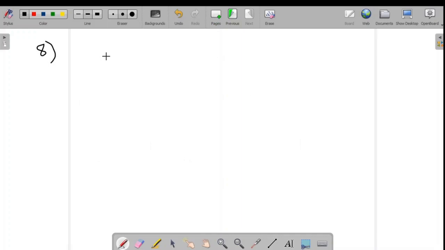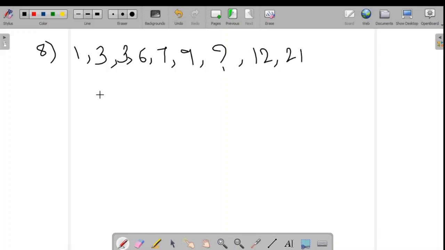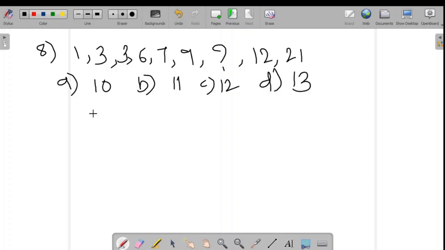Question number 8, let me write here: 1, 3, 3, 6, 7, 9, question mark, 12, 21. Let me read the options. B, 11, C, 12, D, 13. Okay. So again, we'll try to take two subset sequences here.